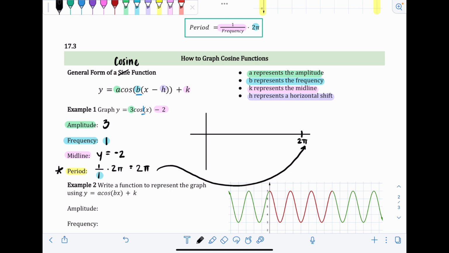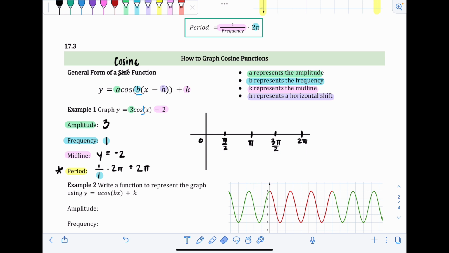And then we're going to have 5 points on our graph, which means we have to break down 0 to 2 pi into fourths. So to break it down into fourths, I'll do a halfway point, which is just pi, because it's halfway between 0 and 2 pi. And then halfway between 0 and pi would be half pi, which is pi over 2. And then halfway between pi and 2 pi would be 1.5 pi, which is 3 pi over 2.